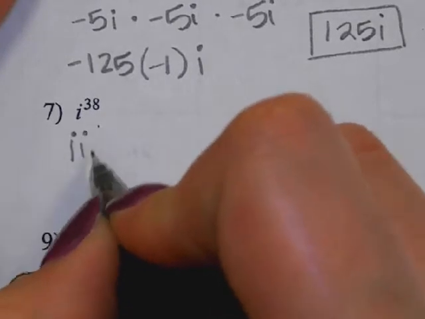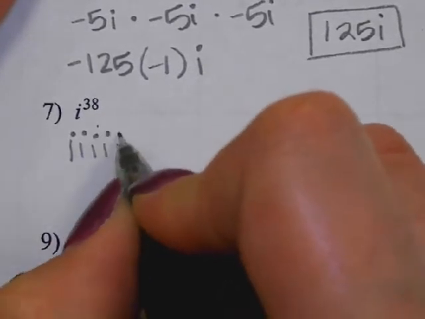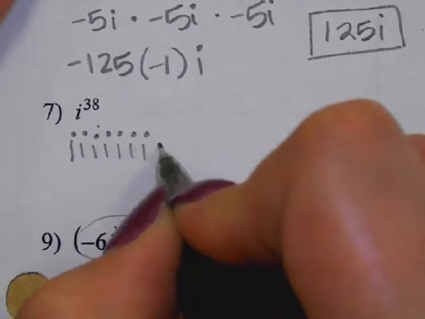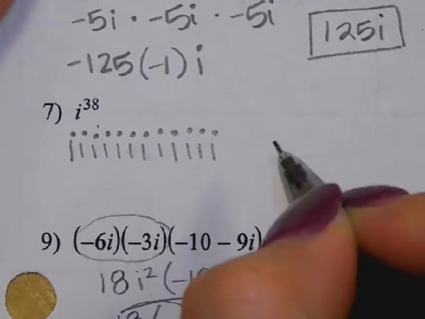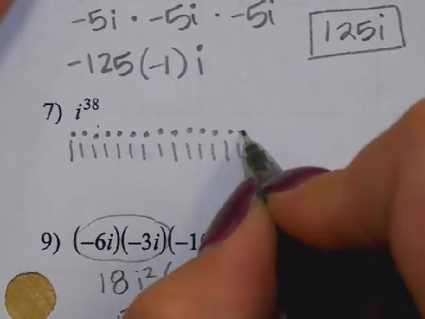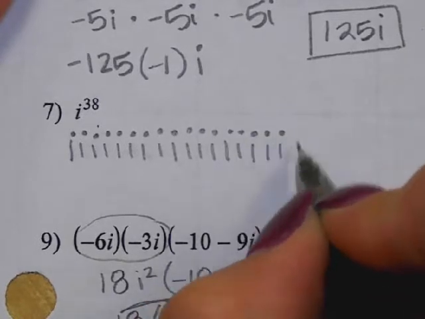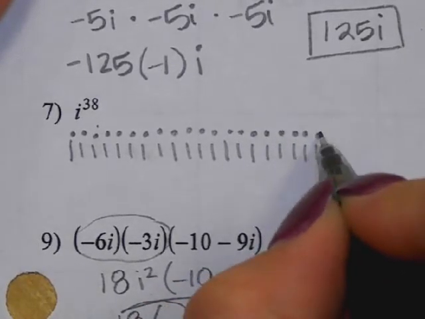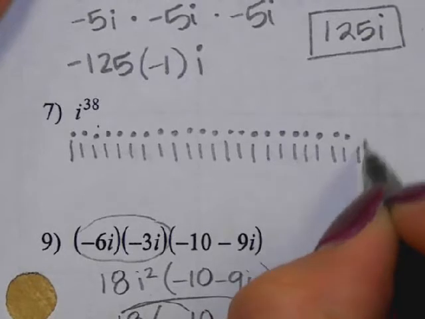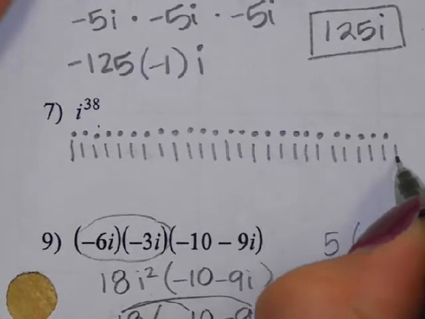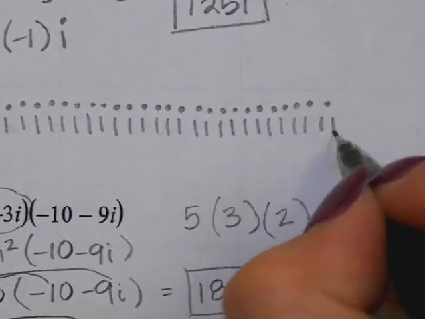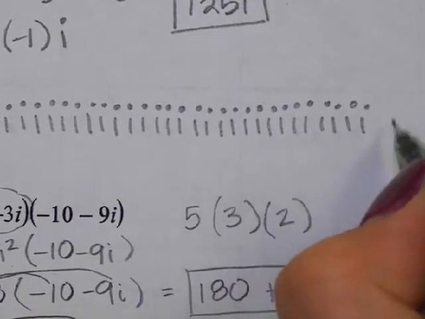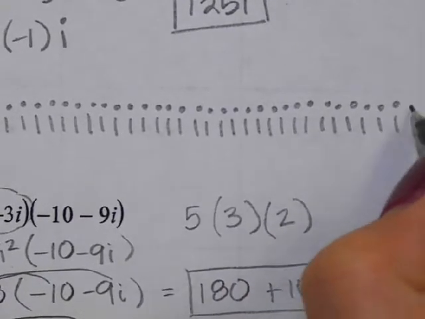1, 2, 3, 4, 5, 6, 7, 8, 9, 10, 11, 12, 13, 14, 15, 16, 17, 18, 19, 20, 21, 22, 23, 24, 25, 26, 27, 28, 29, 30. I'm almost done. 31, 32, 33, 34, 35, 36, 37, 38.